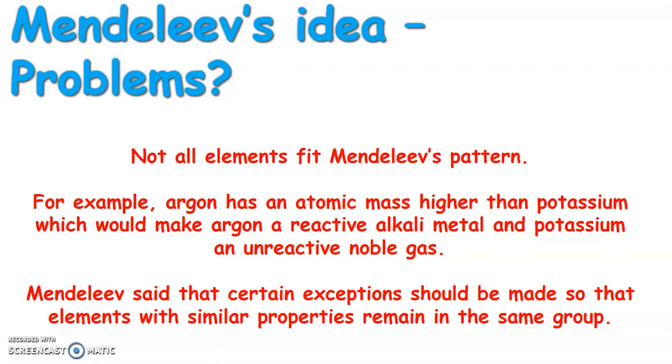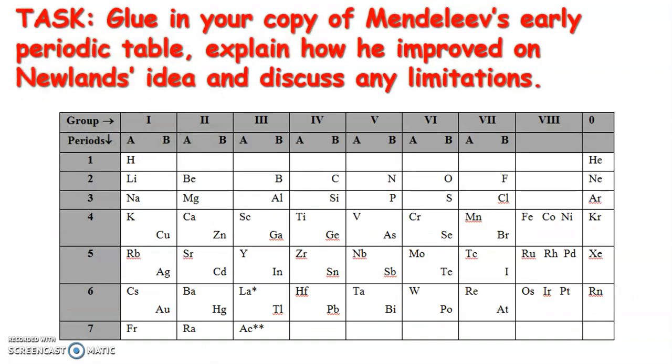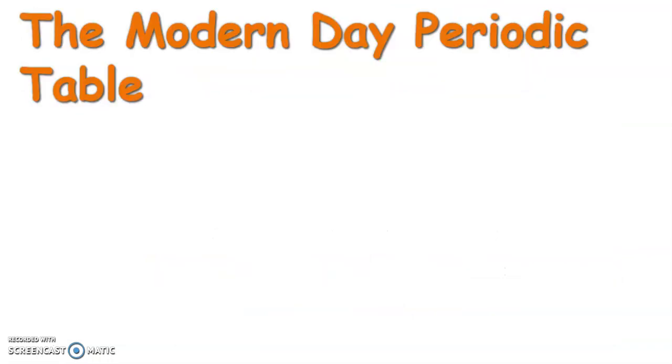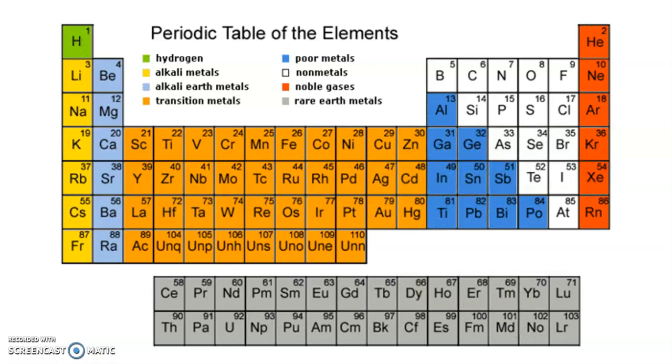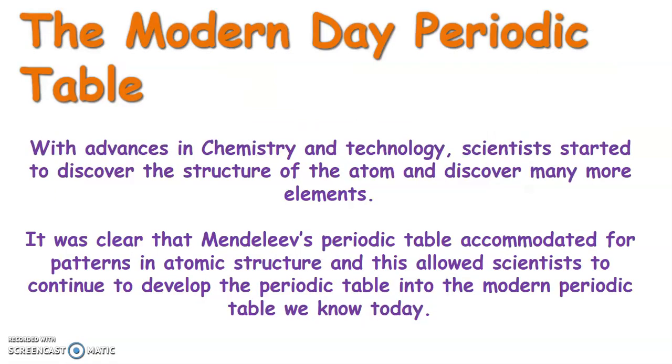People probably at the time said, well, that's cheating, but actually when we discovered more about the elements and the particles that make up the atoms, it showed that where he had swapped them, that made sense to do so. And now we have a periodic table that is ordered based on atomic number, and we have elements in the same groups that share the same properties, and so on. Okay, so that was what Mendeleev did, and that's how we got to the point of having the modern day periodic table that we have now.